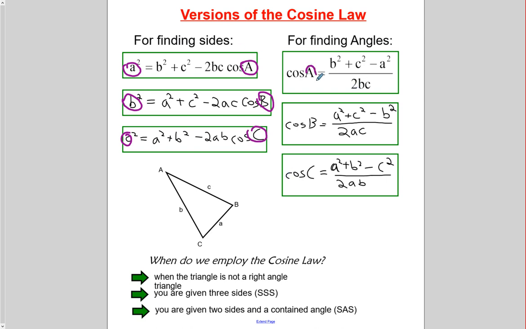We've got angle A right here. The one at the end that we're subtracting is side A. We've got angle B right here. The one that we're subtracting at the end is side B. We've got angle C over here. The one that we're subtracting at the end is side C. So it's important to know that those are matched up. If we don't match those up properly, we're not going to get a correct answer.